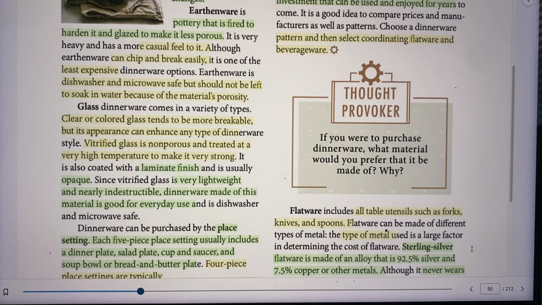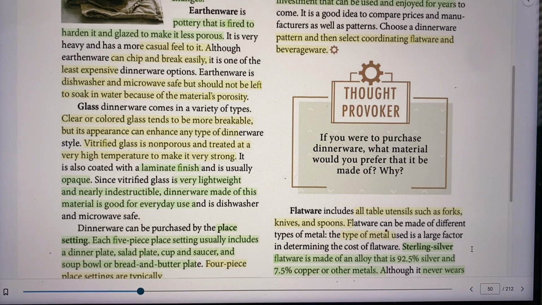Earthenware is dishwasher and microwave safe, but should not be left to soak in water for a long time. If you take this pottery and put it in water for a long time, it will get into the pores of the earthenware, so don't soak it for a long time.